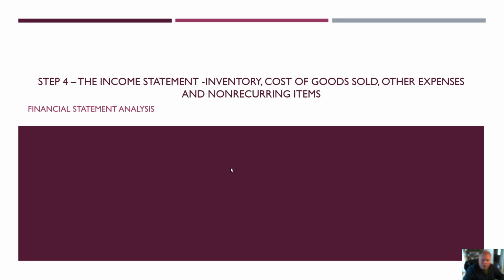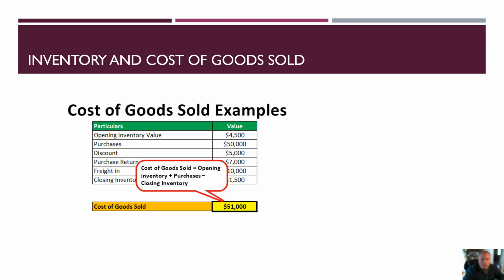So what we're going to take a look at now is the income statement. Take a look at the inventory, how that affects it, cost of goods sold, other expenses, and non-recurring. So the first thing is to keep the understanding of how inventory and cost of goods are related to each other.